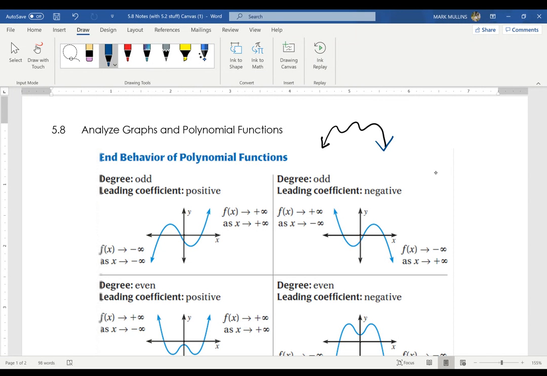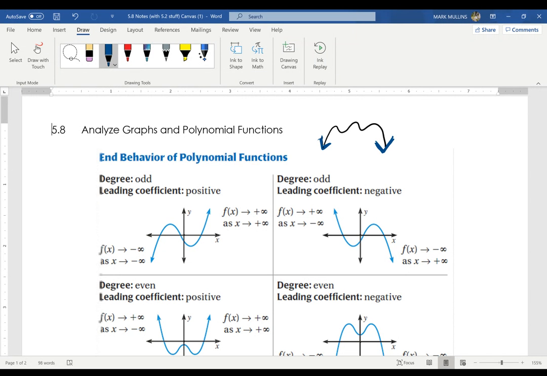So as we go to the left, what's happening for y? As we go to the right, what's happening for y? So that's our end behavior. It's these spots where I put those arrowheads to show that my graph goes on and on forever. So first we're looking at when the degree is odd.